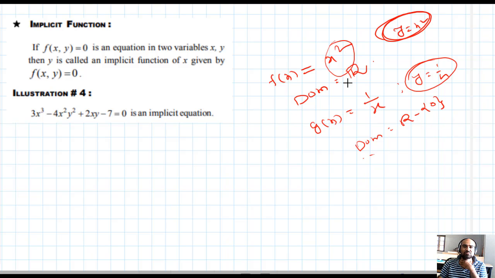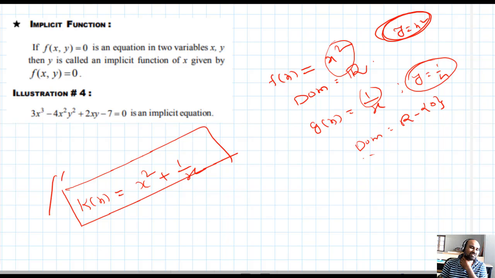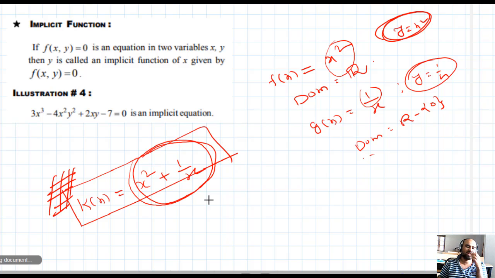So if you add these two, you get a new function. Let it be k of x. k of x equal to x square plus 1 by x. What is the domain of this function? This is an interesting thing. Listen, all of you. The total expression should be a real number. Take any x except 0, anything you can take, it is a real number only. That's why the domain of k of x is all real numbers minus the set {0}.